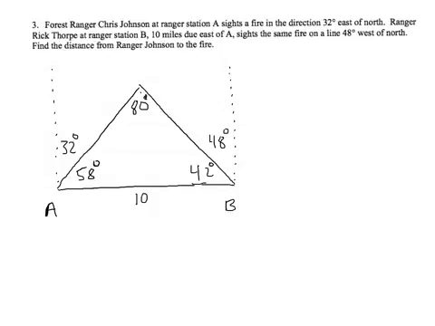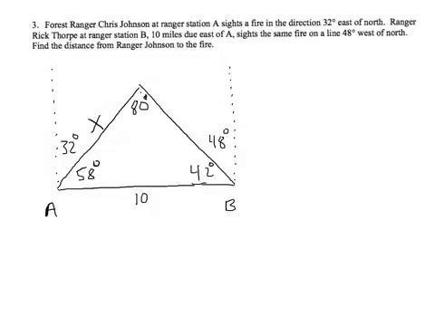So if I know two of the angles, it's very easy to find the third angle. Up on top there, 80 degrees, so 180 minus 58 minus 42 gets me 80 degrees. And I'm trying to figure out the distance from Ranger Johnson to the fire. Ranger Johnson is at station A, so I'm trying to find this right there.